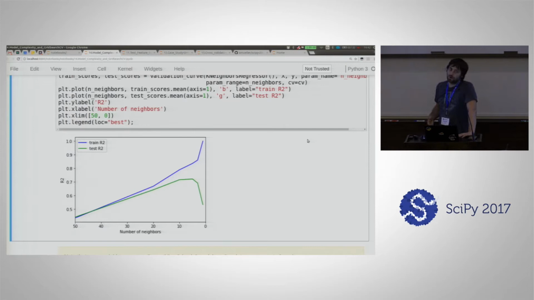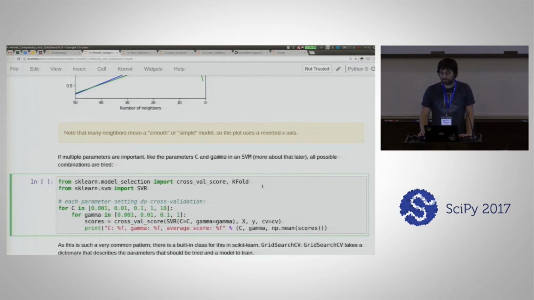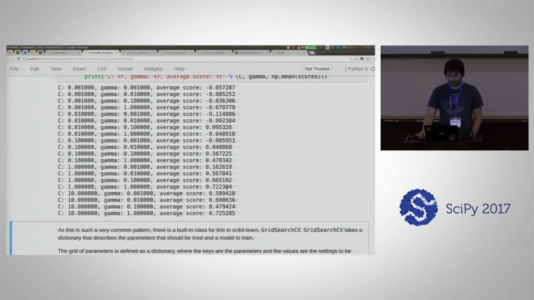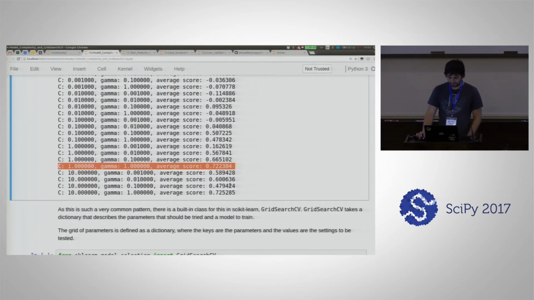So in general, a model usually has many parameters that we might want to search. And so we have an example of a different class that we're not actually going to go into in detail. So support vector regression, for example, has two important parameters, C and gamma. And so if you want to adjust these parameters, you do a brute force search over all possible combinations usually. And so I can do a cross-val score for each of them. And then I can see that this one is probably pretty decent. Or maybe this one.